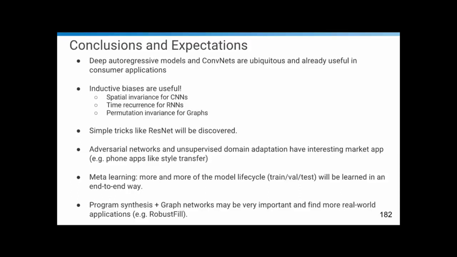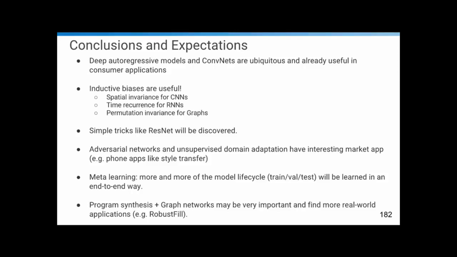Also we saw that inductive biases are really useful. In deep learning now, we're really against hand engineering things, like specific features, but it's still really valuable to think about architectures with the right biases that still have some flexibility to actually learn the weights, like spatial invariance in CNNs, or time recurrence in RNNs, permutation invariance in graphs. If you're careful about choosing the inductive biases, you can gain a lot in performance.